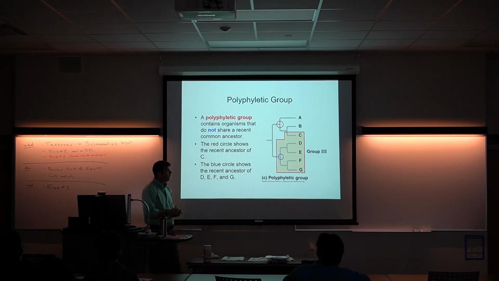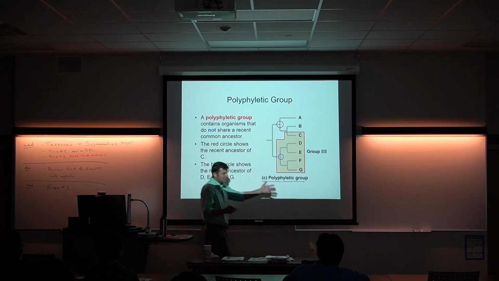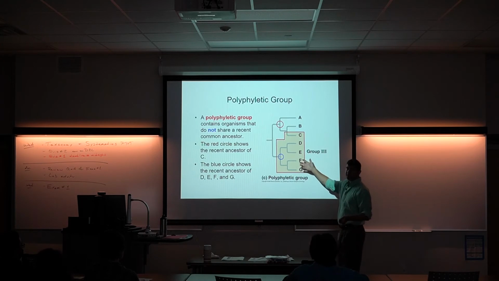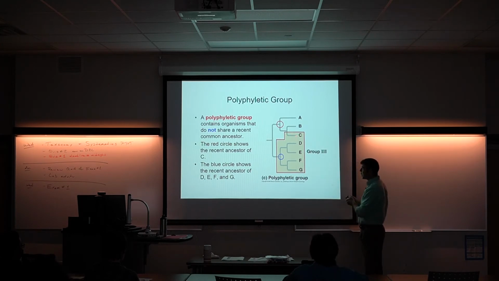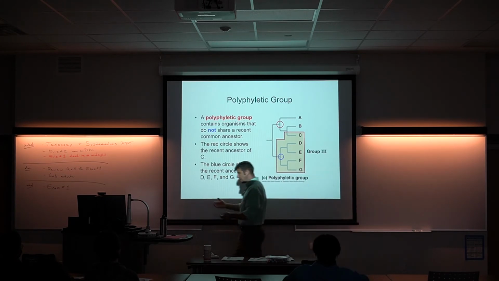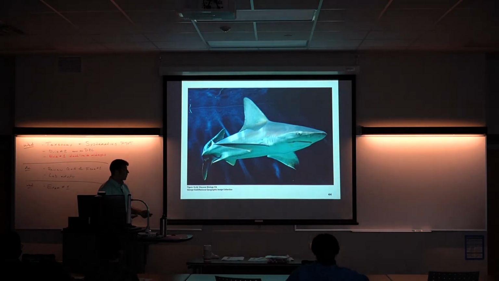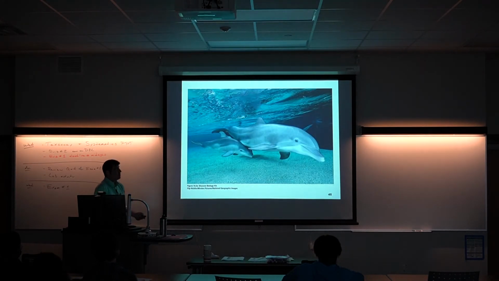So this would be similar to trying to classify all of the dolphins and then throw in the sharks in there with the dolphins because they look so similar. That shark doesn't share a recent common ancestor with the other dolphins, so that wouldn't be an accurate representation of evolutionary relationships. Again, there's our shark, there's our dolphins. If we just glance at them, they look much more similar to one another than the dolphin looks to me.